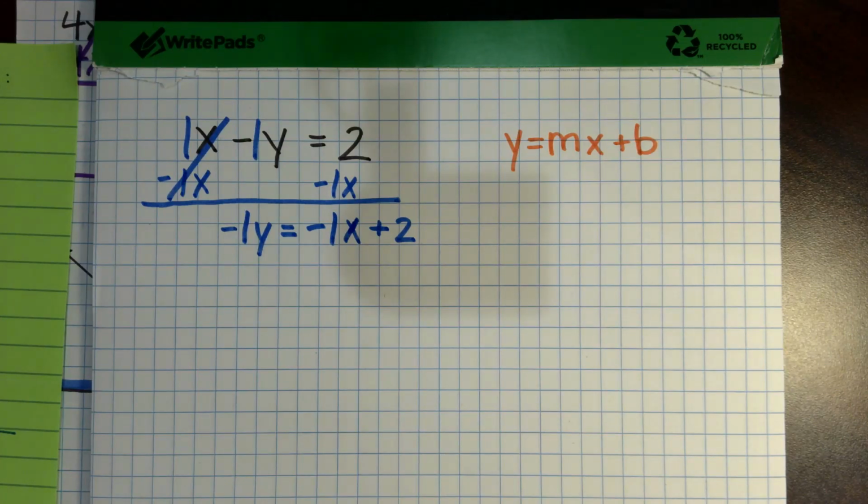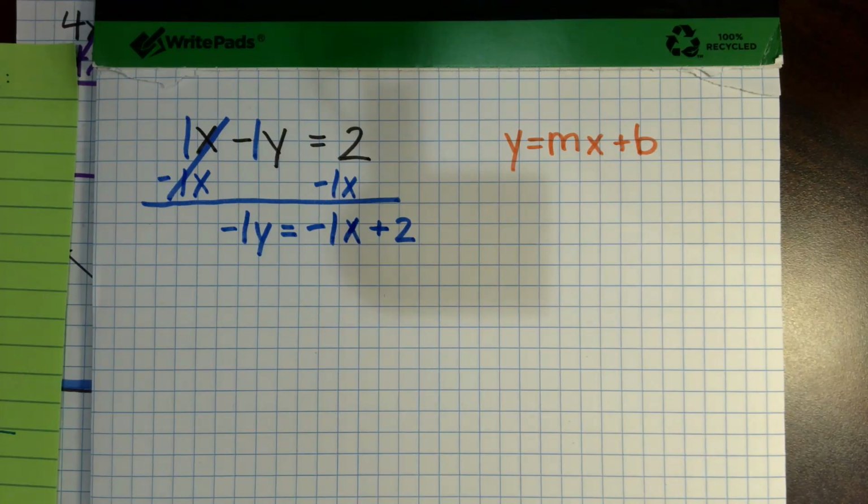Now we're going to divide by negative 1 so that we can get y by itself. Sorry, I heard you say you're confused. What are you confused about? Tell me about it. If you're confused, I bet somebody else is too. Go ahead, Sean. Sorry, I get the ones and everything.